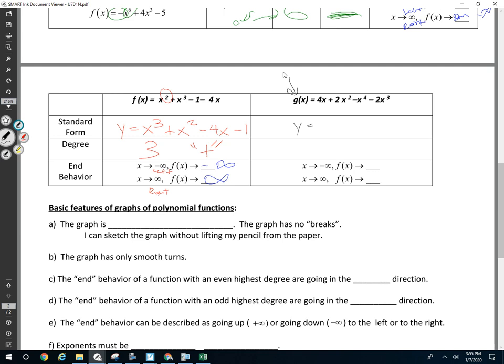So we write it from biggest to smallest in terms of its exponent. X to the 4th will come first. What's next, Mr. Garcia? I got rid of this x to the 4th, so that's gone. What's next?